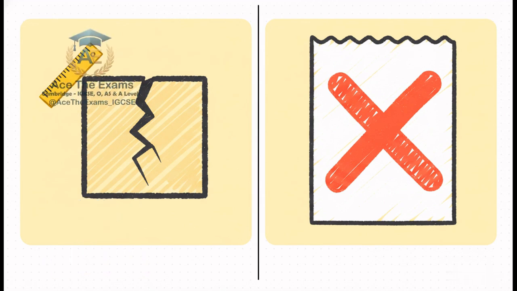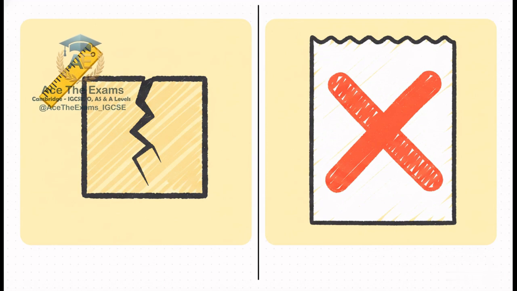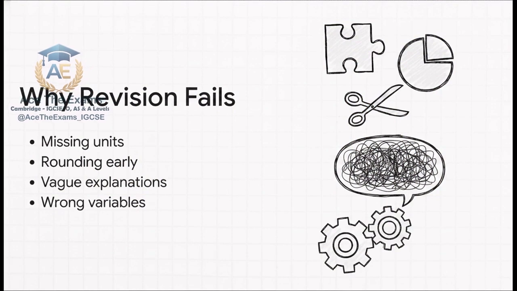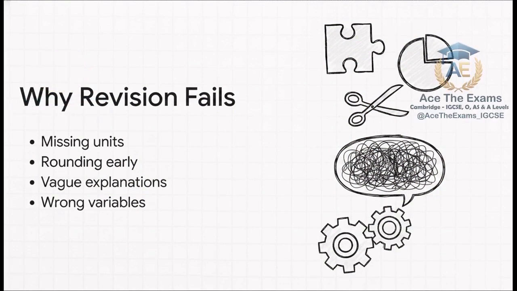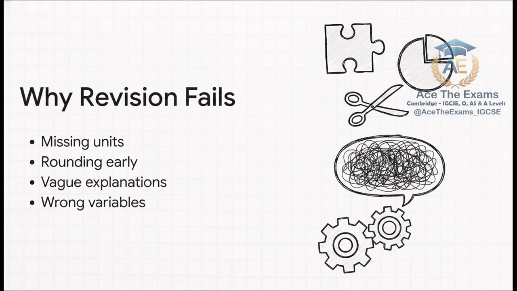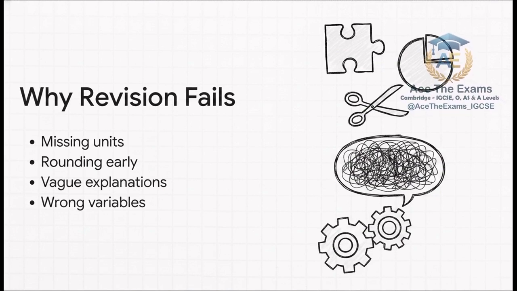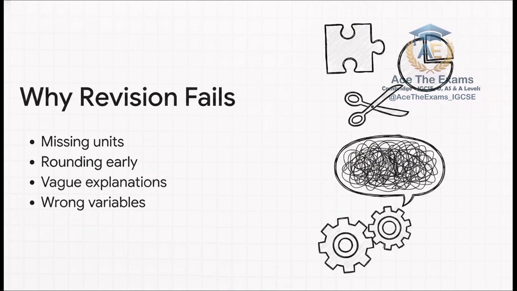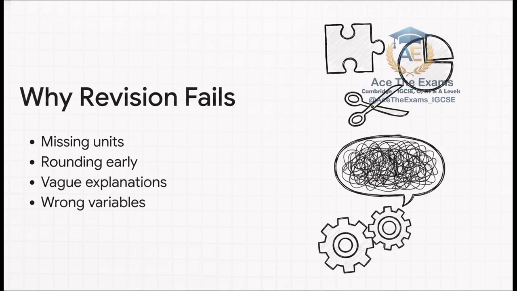It's going to cost you crucial grade boundary marks right out of the gate, before you even finish reading the question. So why does this happen even to super prepared students? Well, it's because ordinary revision totally ignores these fatal mark scheme errors. If you're just memorizing formulas, but you're missing units, rounding way too early, giving vague explanations, or using the completely wrong variables, you are leaving yourself wide open to dropping some really easy points, especially on those tricky practical questions.